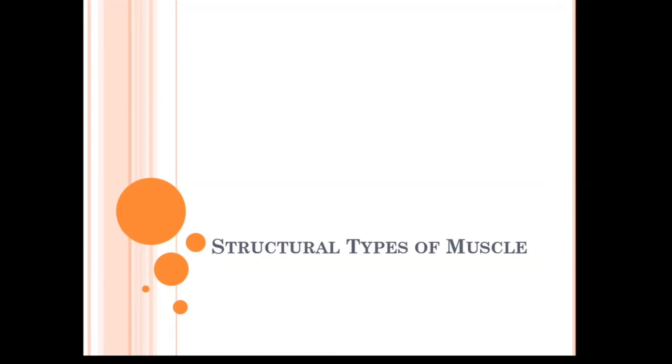Depending upon the structure of the muscles, we can divide the muscles in chordate animals into three major groups. So in this video, we are going to discuss these three major groups of muscles, and then some extra information about how the muscles are named. So the nomenclature of the muscles will also be discussed at the end of this video.